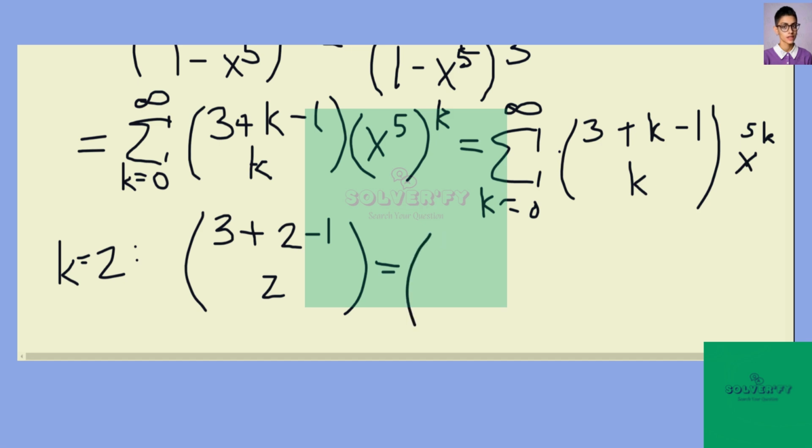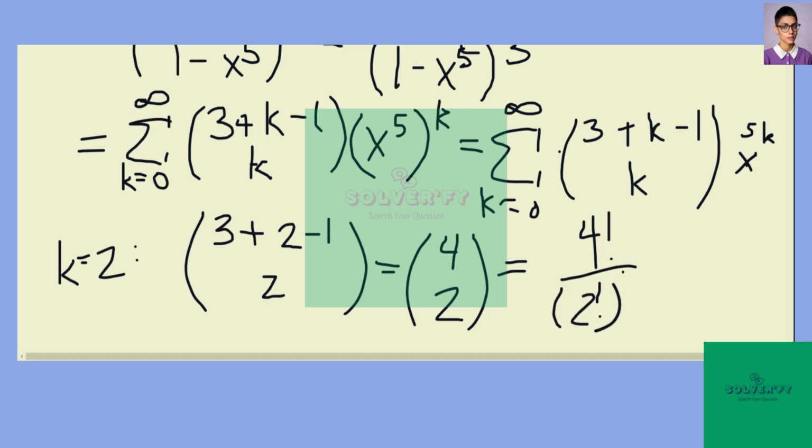which is equal to 3 plus 1, which is 4, choose 2, and this is equal to 4 factorial over 2 factorial squared, which gives us 4 factorial over 4, which is simply 3 factorial or 6.